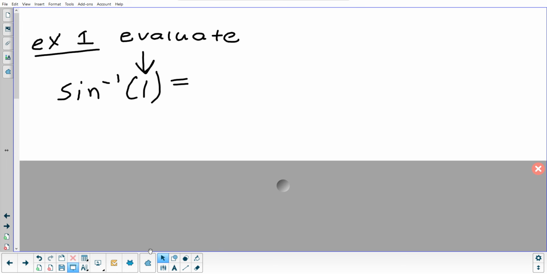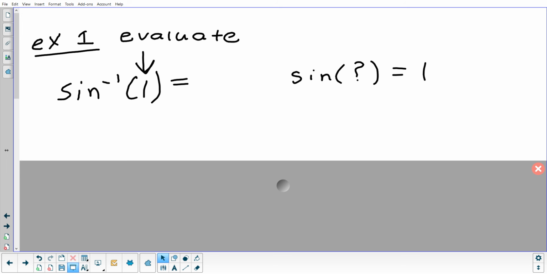So if you're kind of confused with this -1 thing, and you're like, well, what does this really mean again? This question means this: What angle could you take the sine of and get an answer of 1? That's what this question means. It's exactly the same thing. What angle can you take the sine of and get an answer of 1?